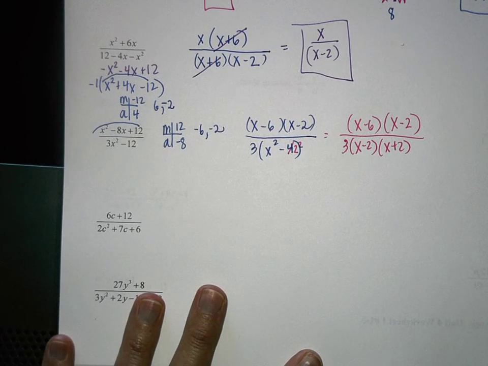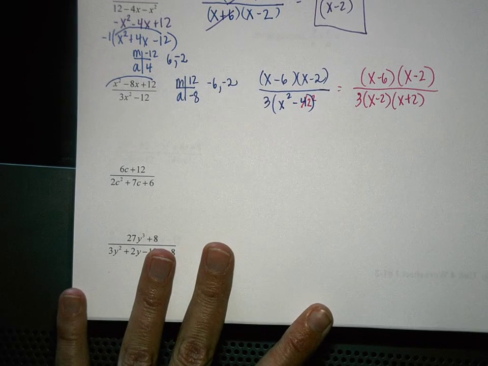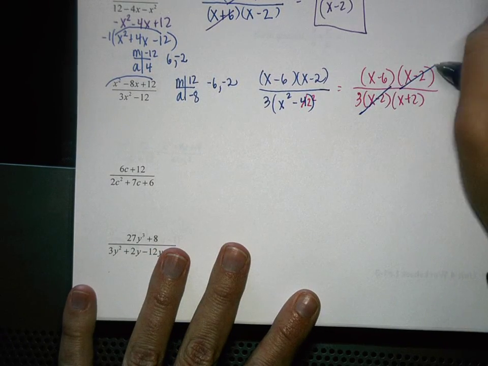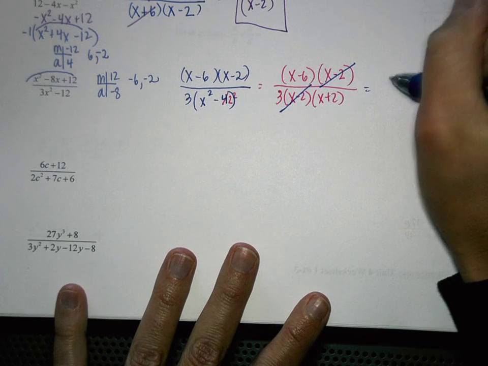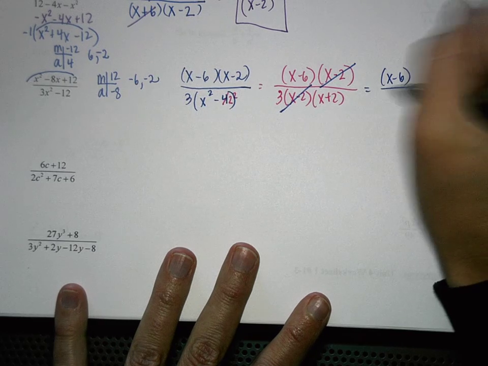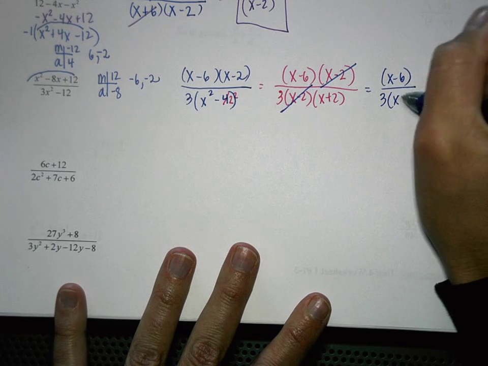Hopefully you notice that the x minus 2's are like terms, so we're going to go ahead and reduce those, and it doesn't look like anything else can reduce, so my final answer is x minus 6 on the top, and then we have 3 and x plus 2 in the denominator.